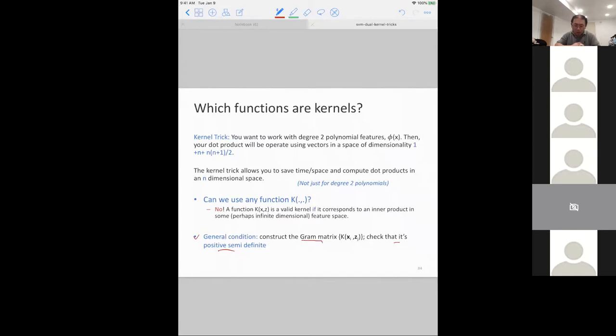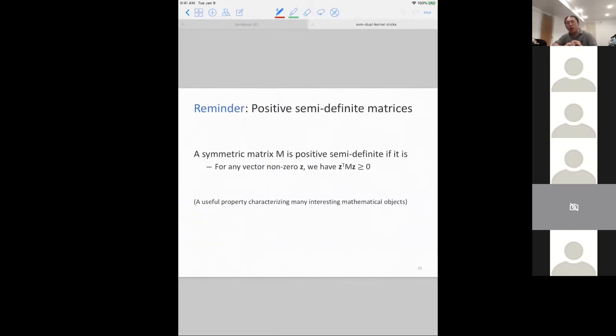Okay. So now let's look at how to justify whether a function is a valid kernel. To do that, we need to review some basic concepts called positive semi-definite matrices.